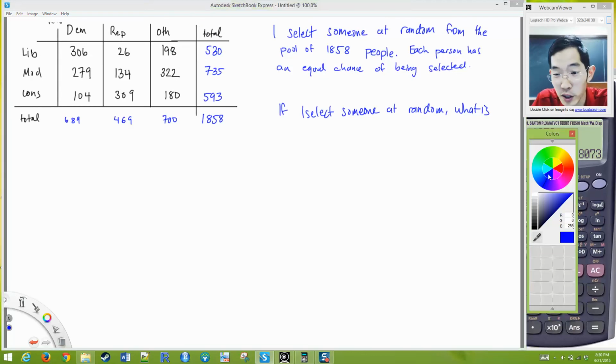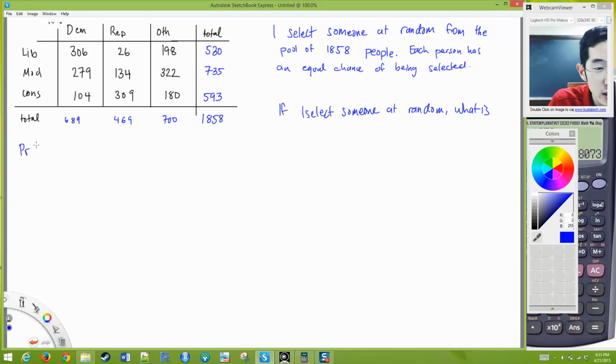Just a few more questions here related to this table. What if I ask, what's the probability that someone is conservative and a Democrat? What's the probability that someone is conservative and a Democrat? 104 divided by 1858. Okay? Because I'm selecting someone at random.